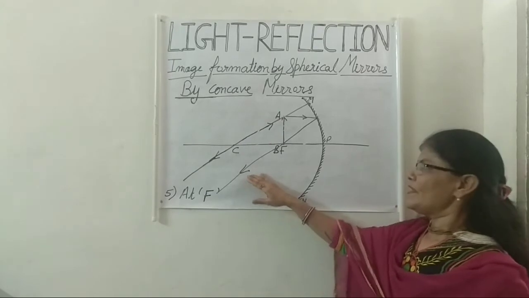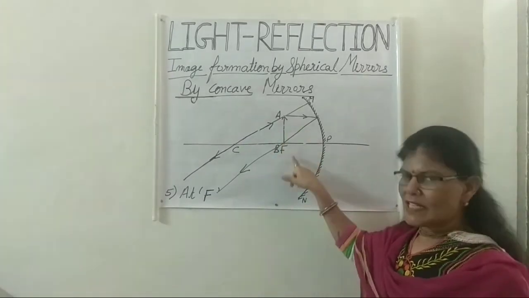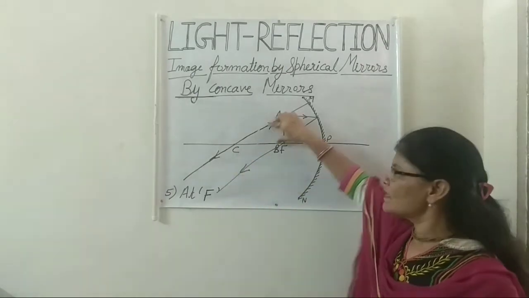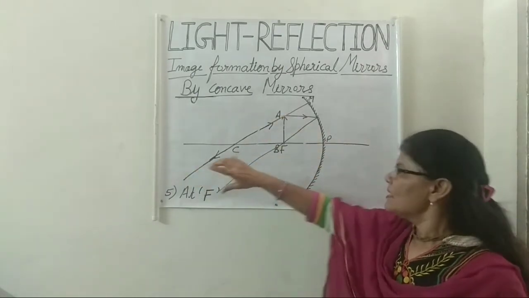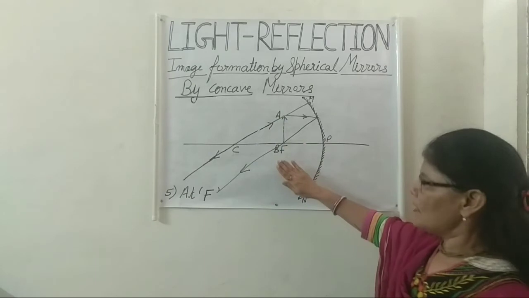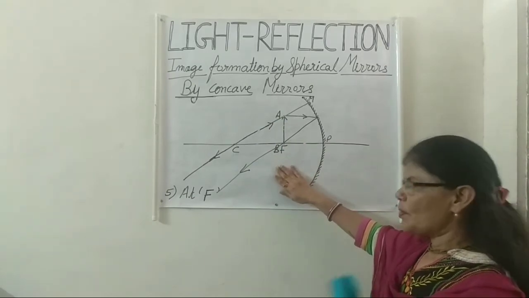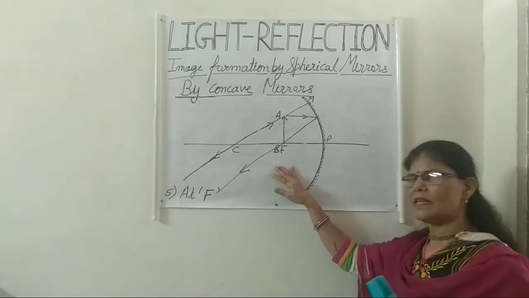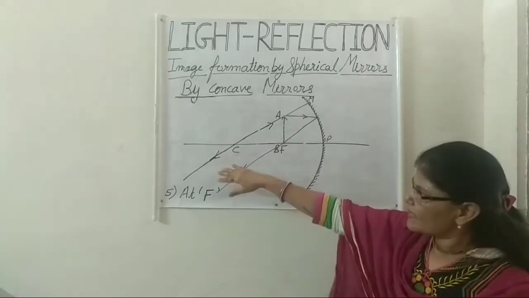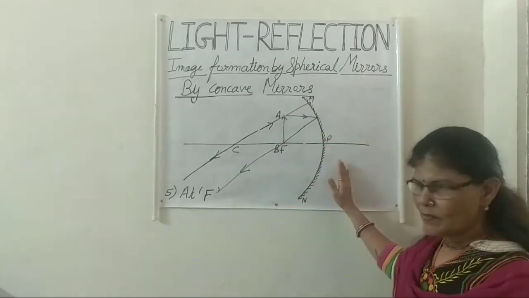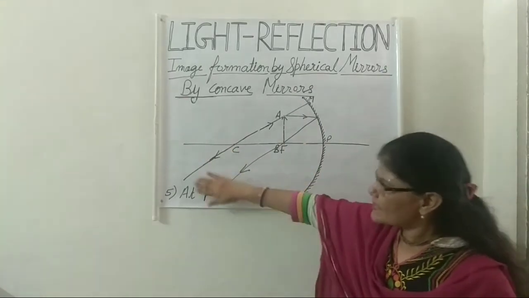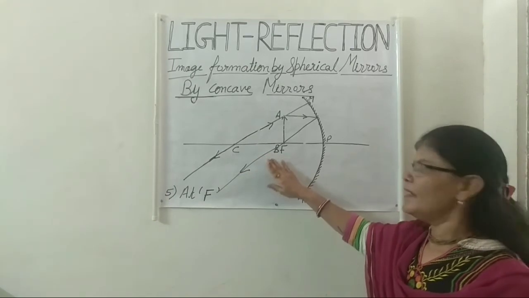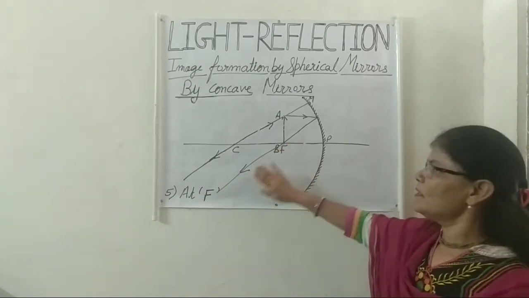When the object is at principal focus, then the image formation will be at infinity because the reflected rays are going parallel. The property of the image will be that it is highly enlarged, real and inverted. It will be formed on this side of the mirror. This is the concave mirror. The image will be formed on this side of the mirror. So it will be real, inverted and highly enlarged. So this is about the fifth case.